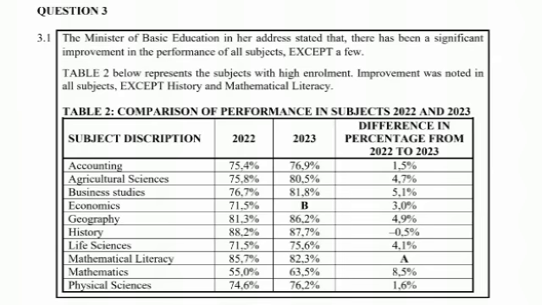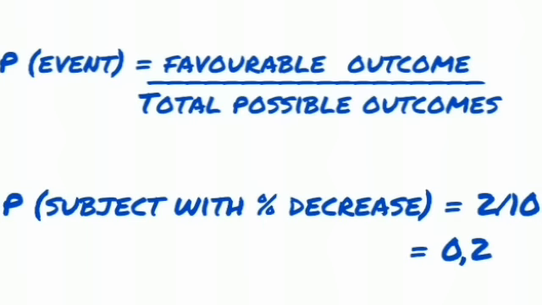So the formula for probability, we say the probability of an event is equal to the favorable outcomes, meaning the outcomes that I'm looking for, in this case the decreases, all over the total possible outcomes, meaning the total number of subjects that are there. So substitution, probability of what is my event? The event is subject with a decrease. How many are my favorable outcomes? There's 2 of them. Only 2 of them had a decrease, all over 10. And then you punch it in your calculator and get 0.2.